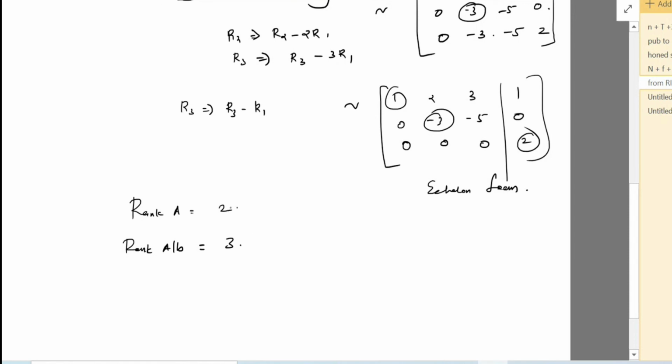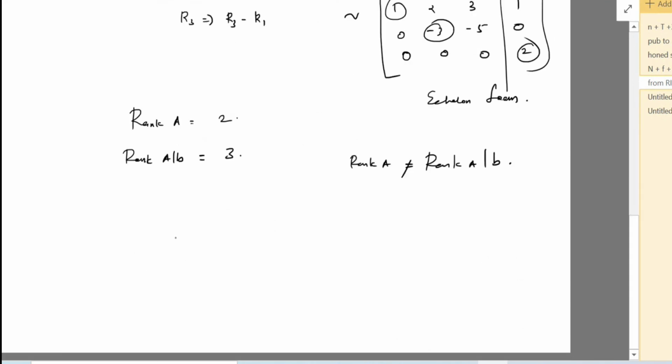Rank of AB is 3 and rank of A is 2, which is not the same. So rank of A is not equal to rank of AB. What is the meaning of that? The system has no solution.